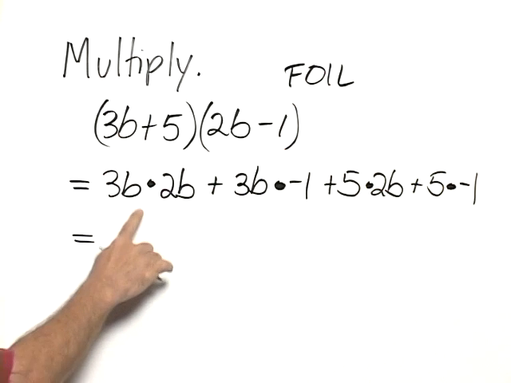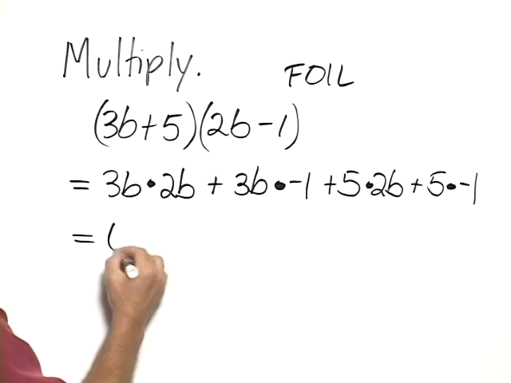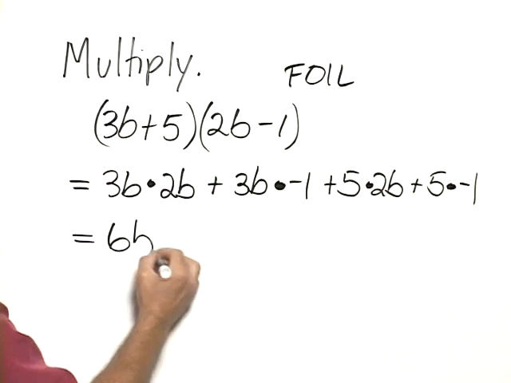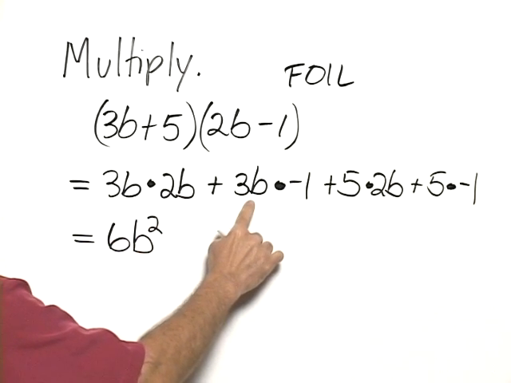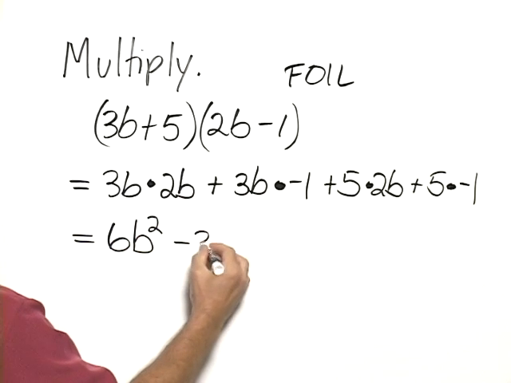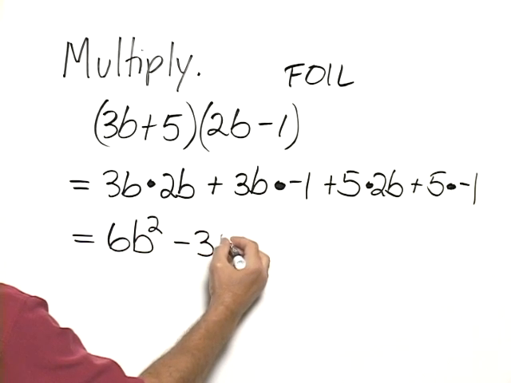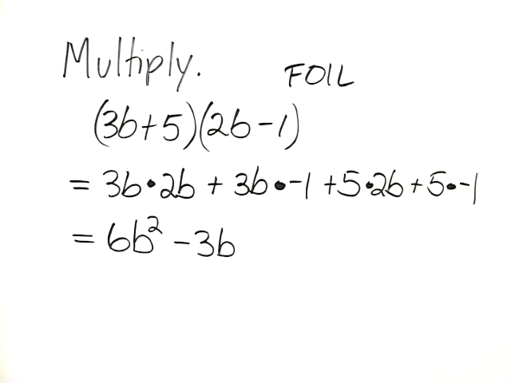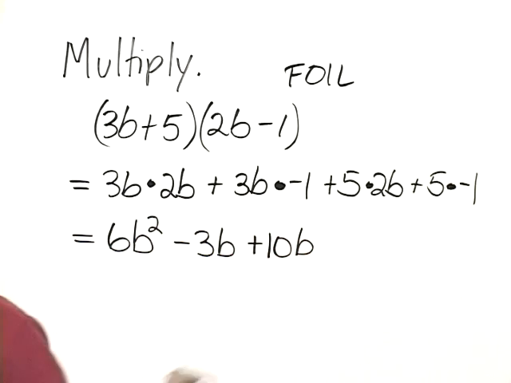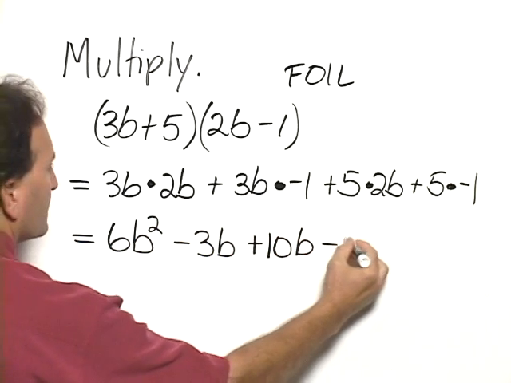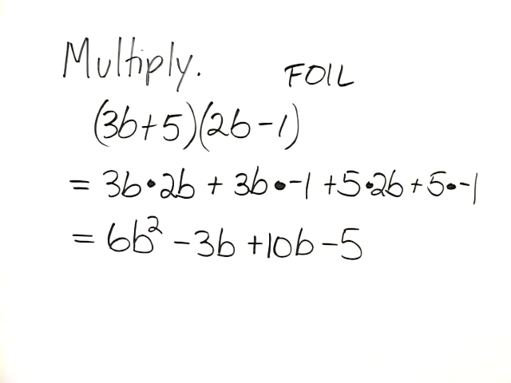Simplifying. For this product, we multiply 3 times 2, which is 6, b times b, which is b squared. Here we're multiplying 3 times negative 1 for negative 3, and then b. Here we have 5 times 2, which is positive 10, b, and then 5 times negative 1 is negative 5.